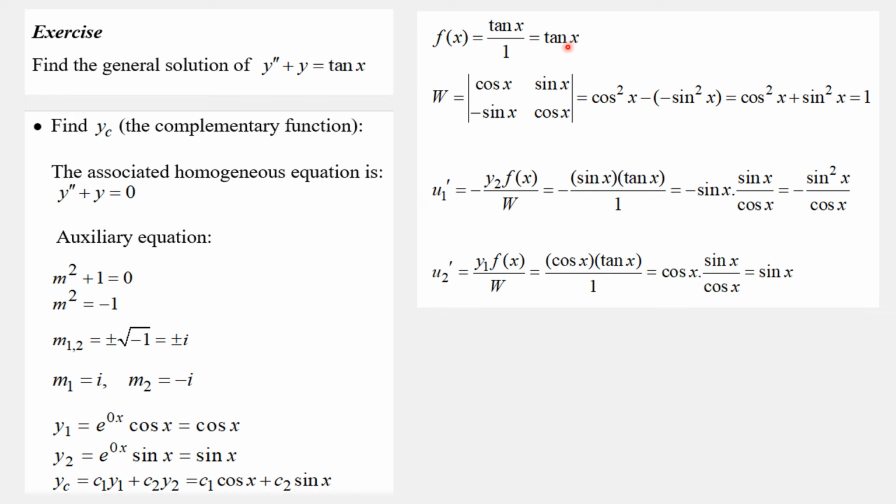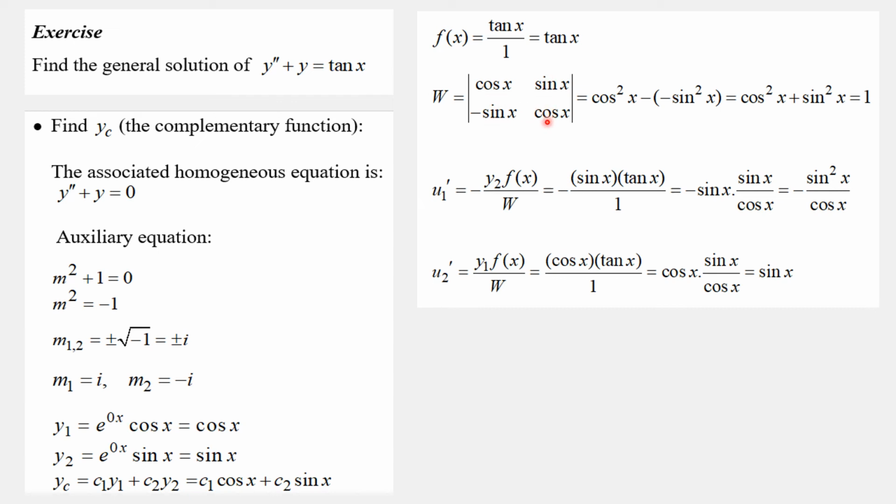Next step is to evaluate w. W of the two functions that you have found in the yc, so y1, y2. y1 is cos x and y2 is sin x. Remember, if you get these two wrong, everything else will be wrong. So be careful, make sure you get these two answers correct. So your y1 is cos x, y2 is sin x, and the second row will of course be the derivative of each of the functions in the first row. So differentiate cos x, you get negative sin x, differentiate sin x is cos x.